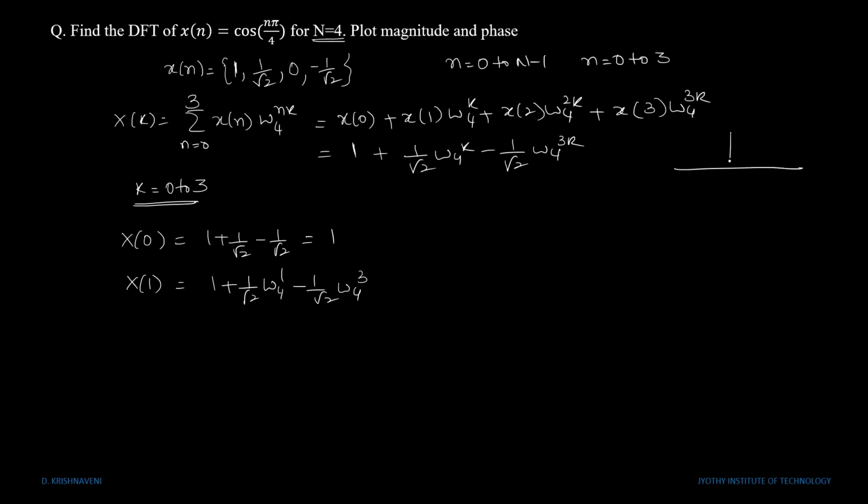Now if you remember, the twiddle factor W_4 to the power of 0 is 1, W_4 to the power of 1 is minus j, W_4 to the power of 2 is minus 1, and W_4 to the power of 3 is plus j. So this result will be 1, W_4 to the power of 1 is minus j, so minus j by root 2, minus W_4 to the power of 3 is j, so you will get minus j by root 2. So 1 minus 2j by root 2, that is 1 minus root 2 j.